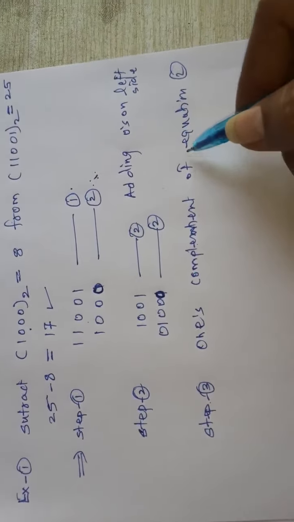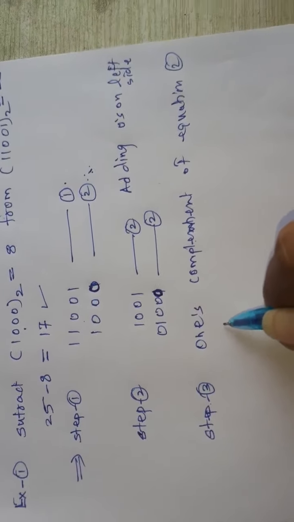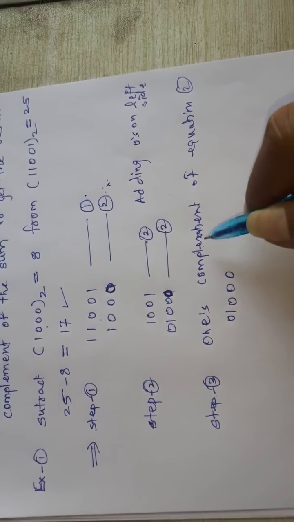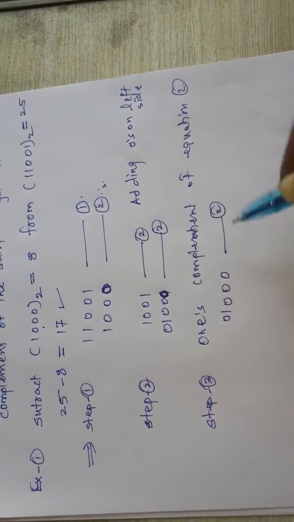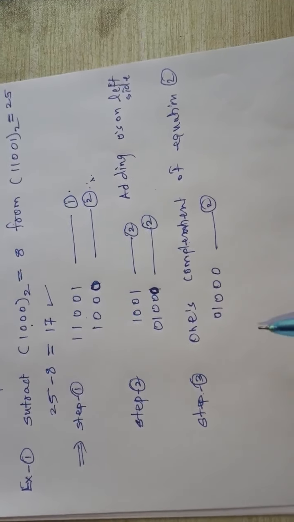Now the ones complement of equation second. What is that equation? 0 1 0 0 0. Okay, this is equation second. So we have to take the ones complement of this binary number.